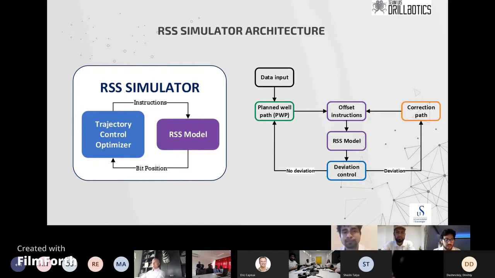Then, according to the bit position, it is going to be determined with the deviation control whether the bit is deviated or not. If it's not deviated, then the planned well path is going to give the next instruction to the RSS model. But if the bit is deviated, the correction path is going to create a temporary correction path for coming back to the planned well path again and continue with the process.